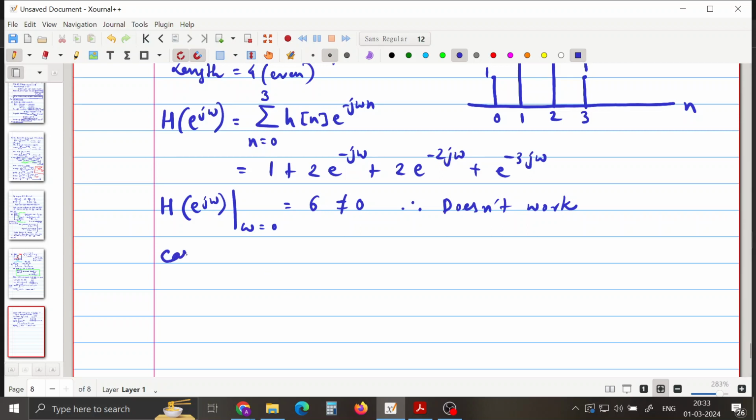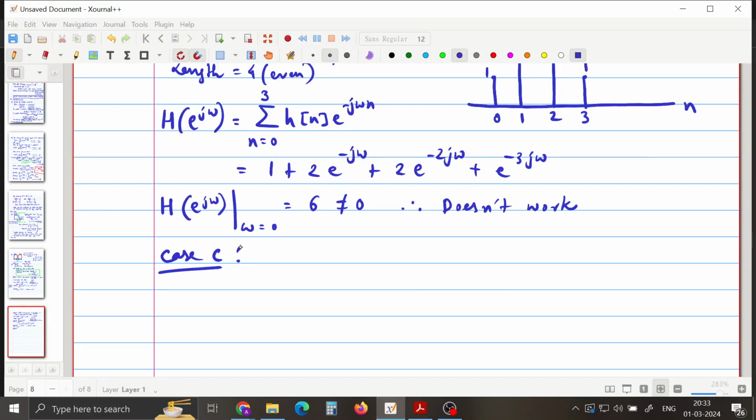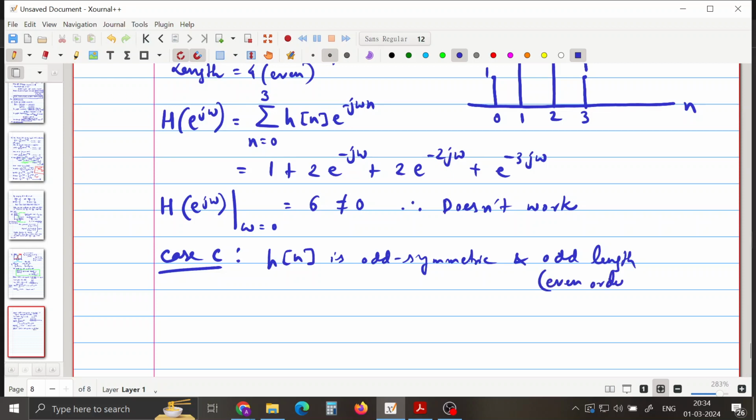Now similarly we will check the third case, case C, which is option C. It is h of n is odd symmetric and odd length. So let's see, h of n is odd symmetric and odd length. An odd length automatically implies even order. So this corresponds to your type 3 filter.